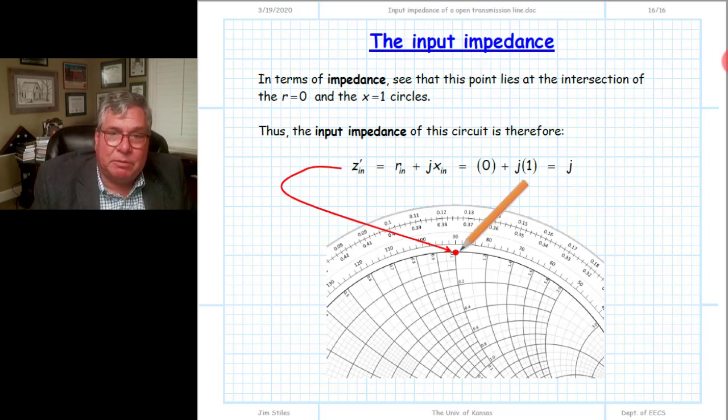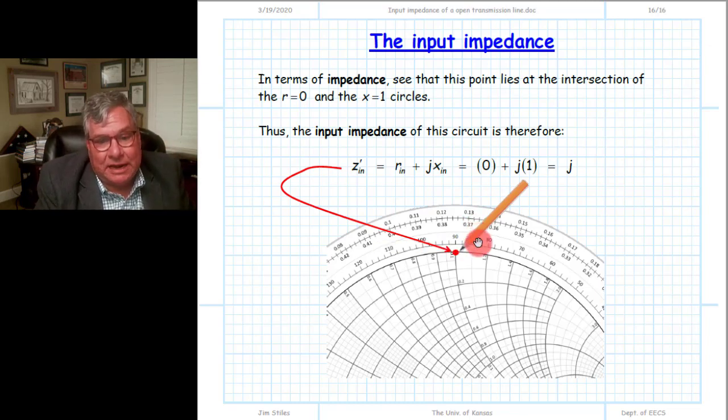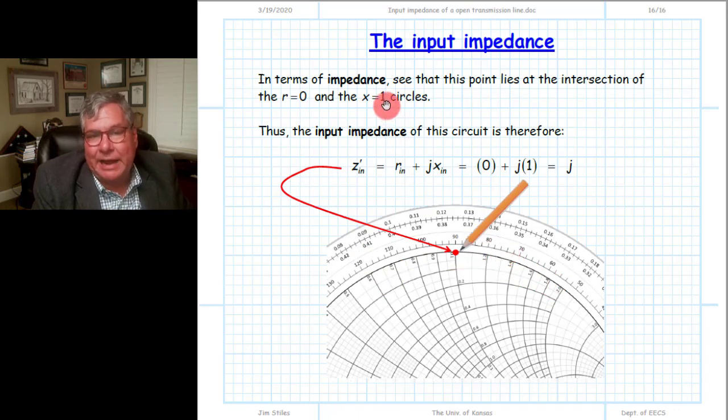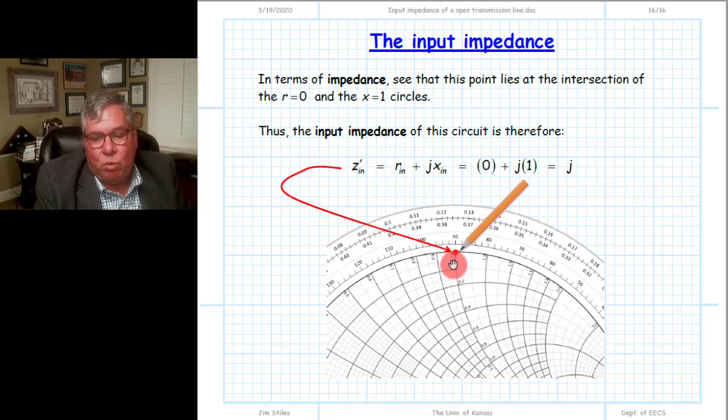All right, so we pick up our pencil and we look to see what contours intersect at that point. And we see, with respect to the contours of constant resistance, the R equal to 0 contour, which of course is the unit circle, intersects that point. And likewise, with respect to reactance, the contour that intersects that point is the X equal to 1 contour. And again, there's a typo here on the Excel Hero Smith chart. It should be 1, not 0.1 there.